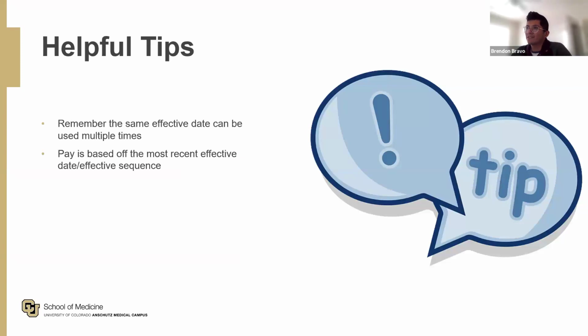And then lastly, just some helpful tips for job data. Remember, the same effective date can be used multiple times. And then pay is based off of the most recent effective date and sequence. Are there any questions over job data?